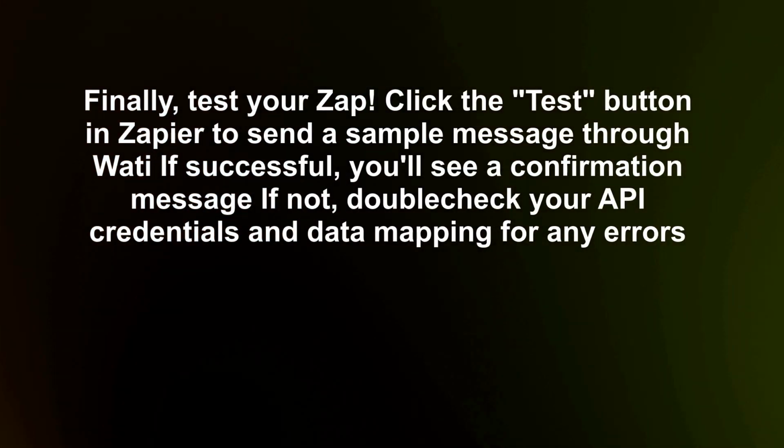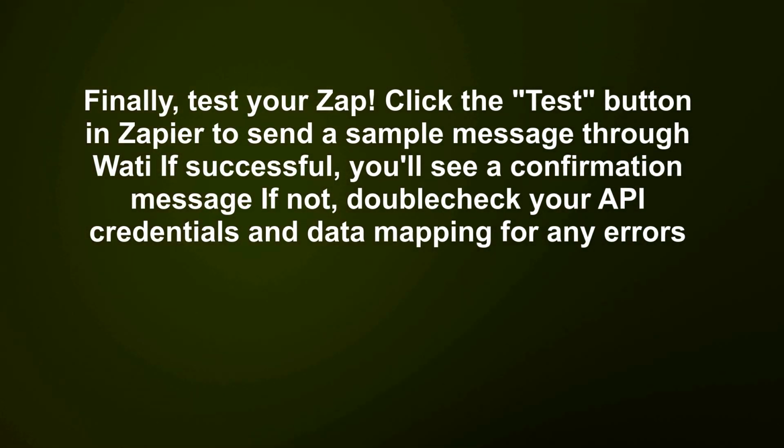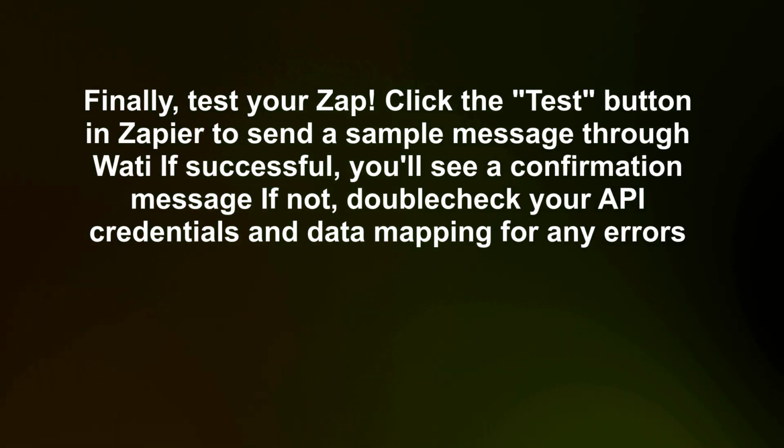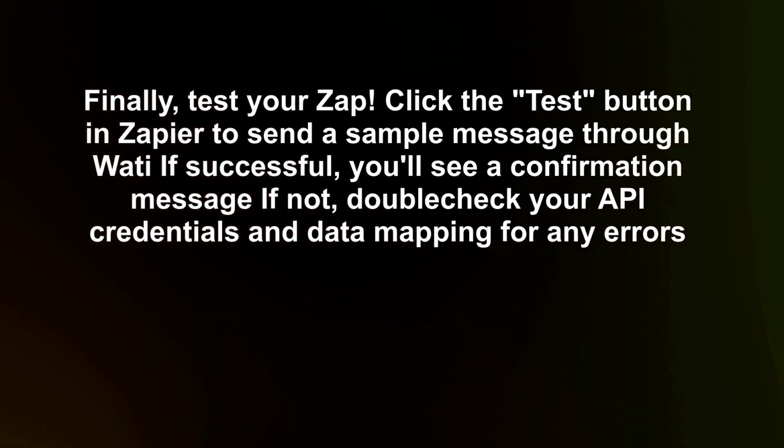Finally, test your Zap. Click the test button in Zapier to send a sample message through Wati. If successful, you'll see a confirmation message. If not, double-check your API credentials and data mapping for any errors.